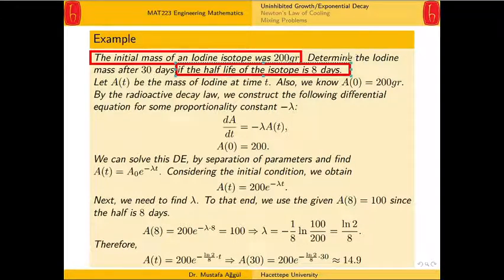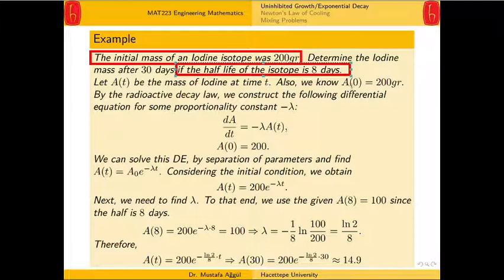Then the question asks about finding the amount of iodine after 30 days. This is what the problem really says. Say A(t) is the mass of iodine. This is still a dynamic system because the amount of iodine is changing depending on time. So say A(t) is the mass of iodine at time t.